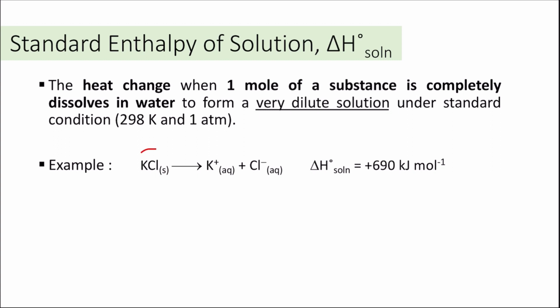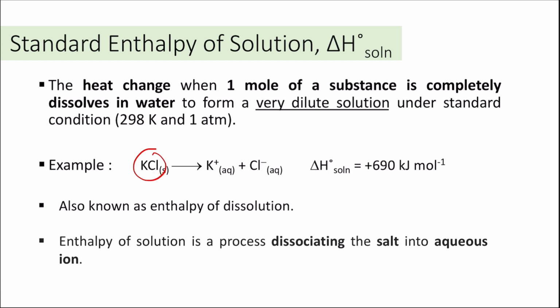So, this substance dissolves in water completely to produce a very dilute solution. So, very dilute solution ni biasanya kita akan hasilkan ion. So, sebab itulah this enthalpy also known as enthalpy of dissolution. Kita uraikan ion yang ada dalam solid ini. And then, enthalpy of solution adalah proses you dissociate salt into aqueous ion. Biasanya kita guna salt lah, dan salt kebiasaannya dalam solid phase. So, you can see we got the positive value here.